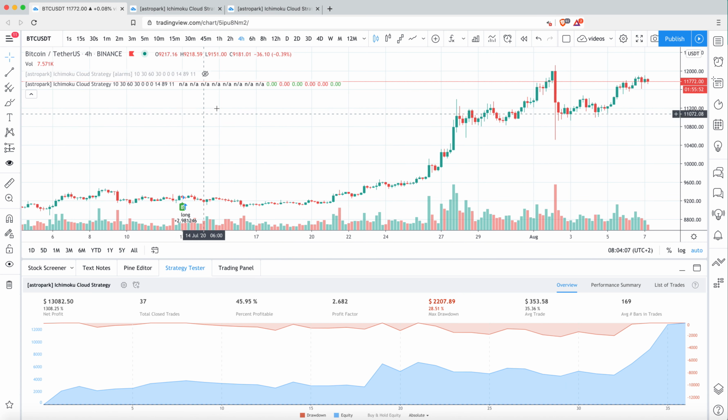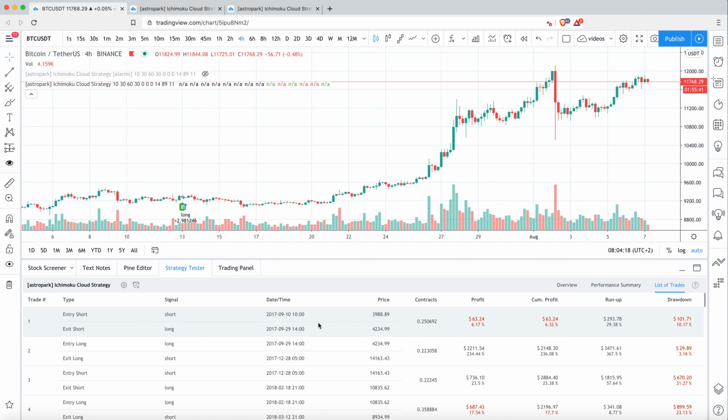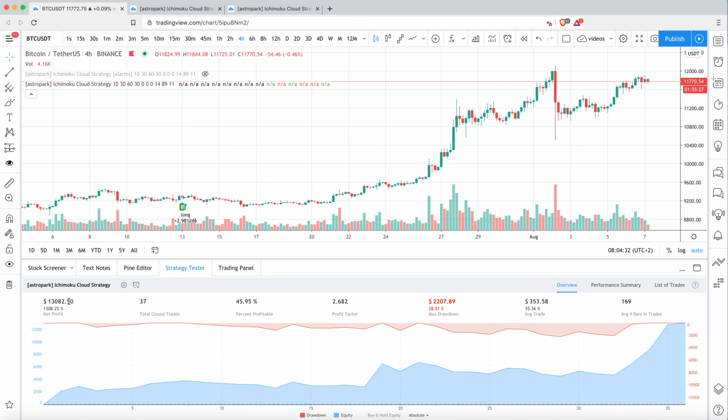This is for example on Binance, Bitcoin USDT on 4 hours. It is really profitable, and it starts since September 2017. So the whole bearish period till now, it has been doing great, okay.